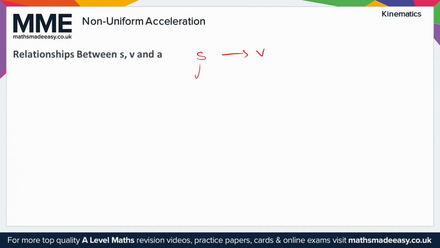So if we're given an equation for displacement, if we differentiate, then we get velocity. And as you can imagine, we can carry this on. So the gradient of a velocity-time graph gives you acceleration. So differentiate an equation for velocity, it gives you acceleration. And of course, it's useful to be able to go in the opposite direction. So how do we go this way?